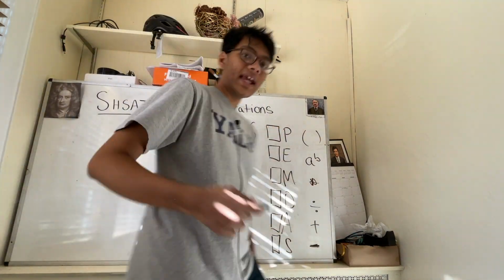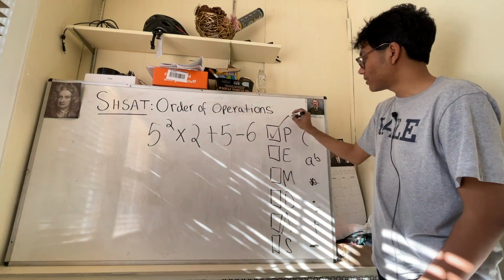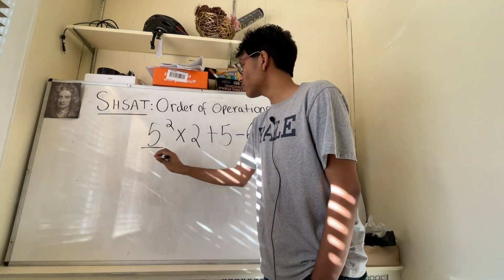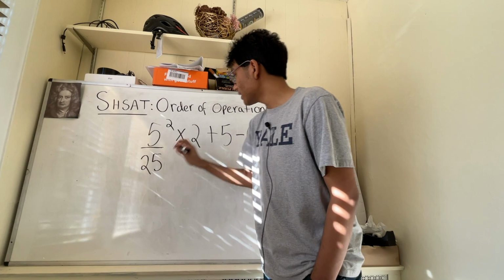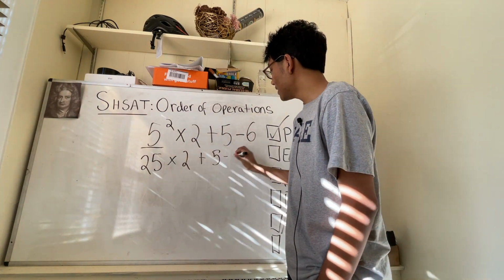First, do we have any parentheses? No, we don't, so you don't have to worry about this. Do we have any exponents? Yes, we do. 5 squared. What's 5 squared? That's 25. Okay, and let's put the rest of this down. Times 2 plus 5 minus 6.